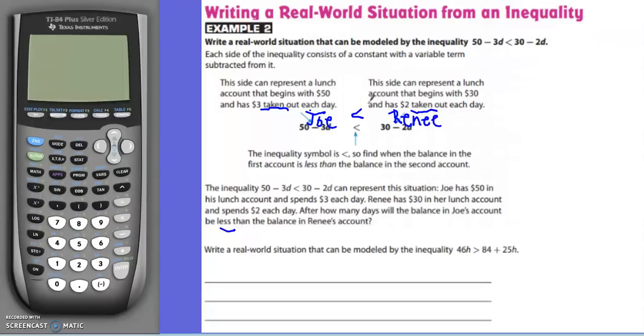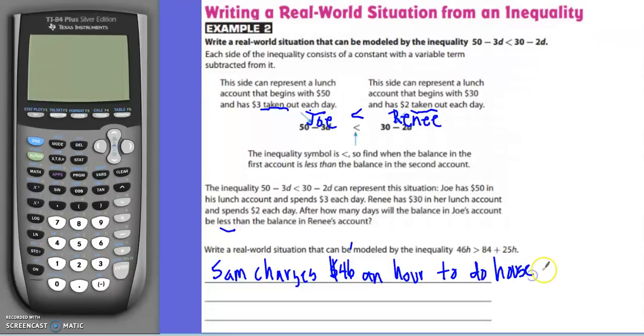Now let's look at the inequality 46h greater than 84 plus 25h. So let's come up with a scenario. We can do something with house repairs. So let's say that Sam charges $46 an hour to do house repairs. Okay, so that would represent the left side of the inequality. Then let's do the right side of the inequality. Tom charges $25 an hour.